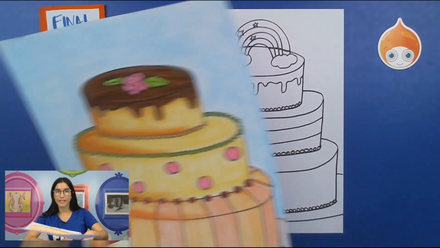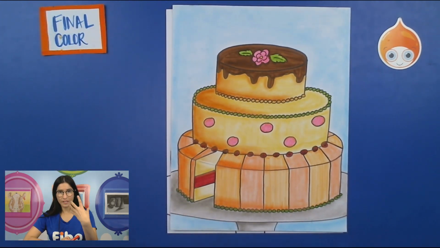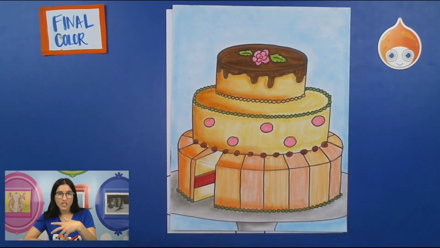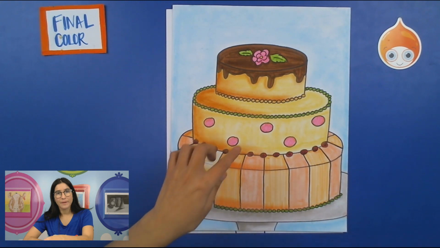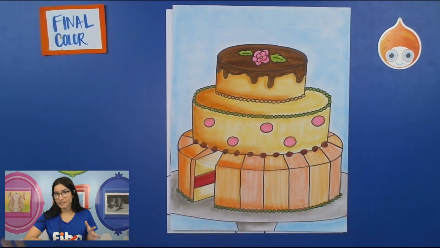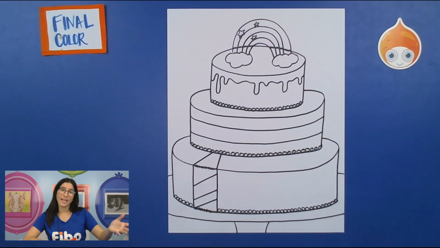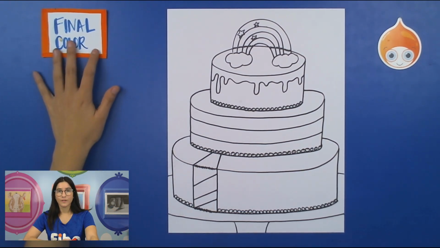In my sample here, it's a little bit more like a flowery spring kind of cake. So I have like peaches and browns. I have my pinks, my greens, and kept it very simple. So it really just depends on what you want your cake to be. You are the cake designer today. You get to decide, okay?